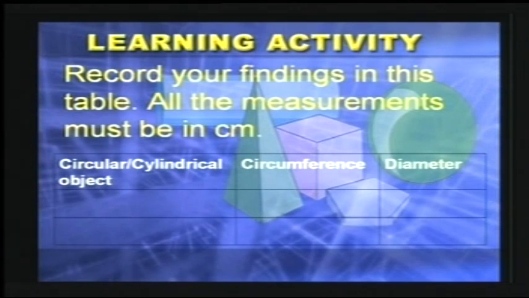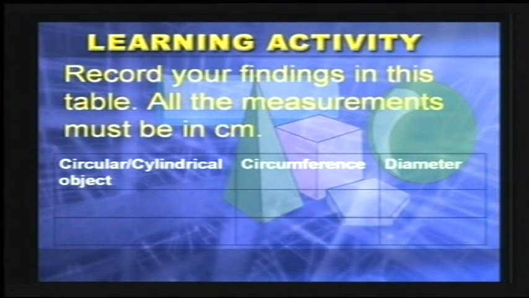I'm giving you only 1 minute to draw that table. It has 3 columns. In the first column, you write down the circular and cylindrical objects. In that column, you are going to write down the name of the circular object and the cylindrical object.